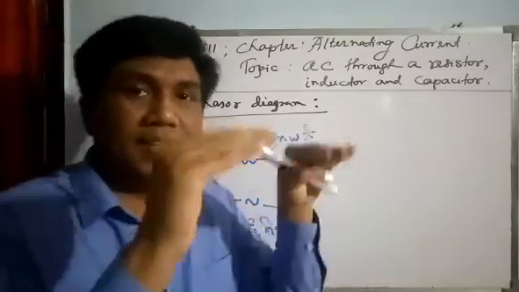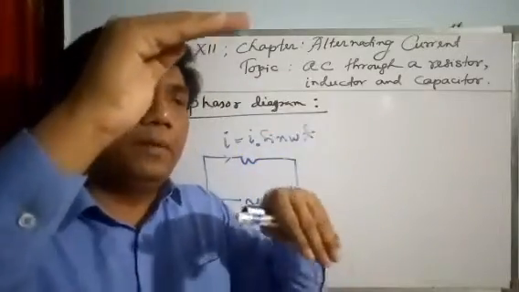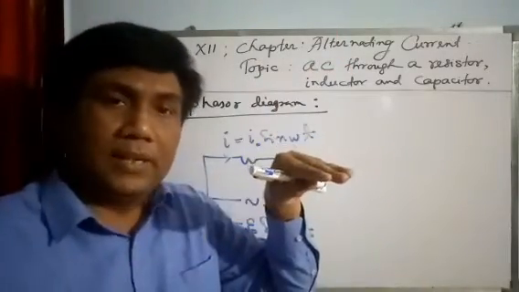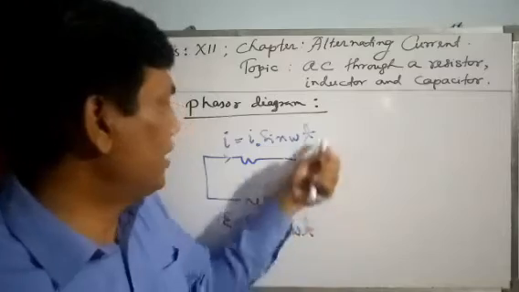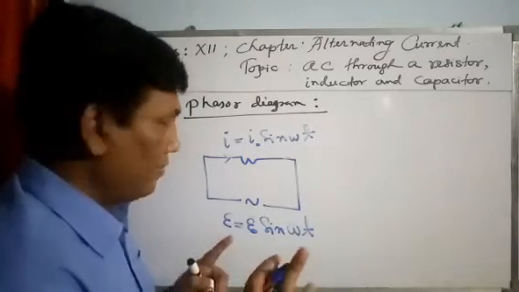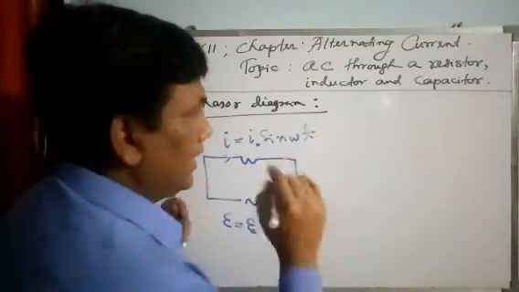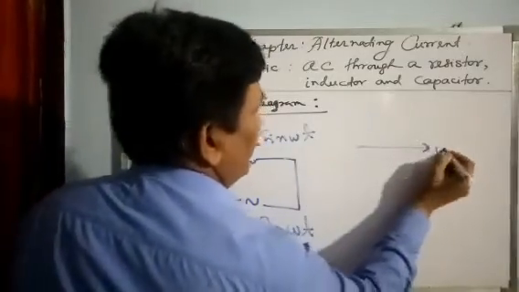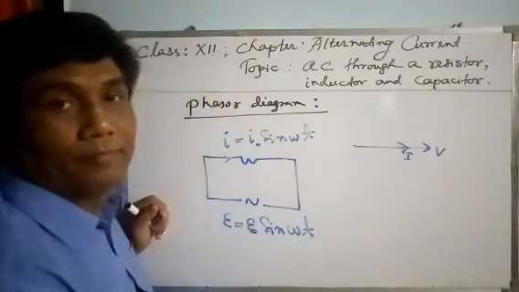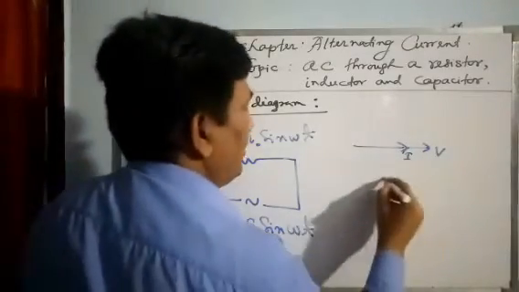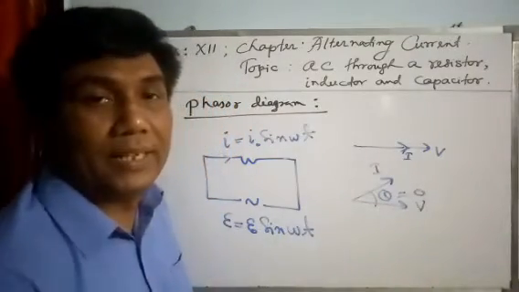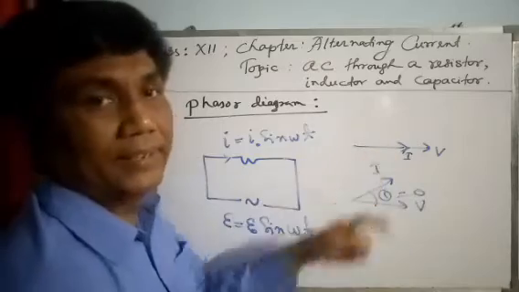It means at the same time, when current is maximum, voltage is also maximum. When current is 0, voltage is also 0. When current is negative maximum, voltage is also negative maximum. So they are in the same rhythm. Are you getting my point? Okay, if it is like that, then I can say that this is the voltage vector, this is the current vector, both are overlapping. Means the angle between voltage and current is 0. If it is 0, they will overlap, right?